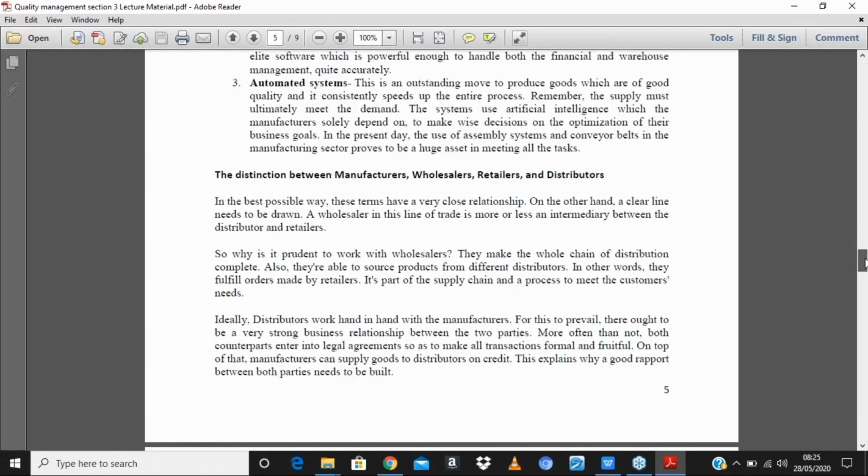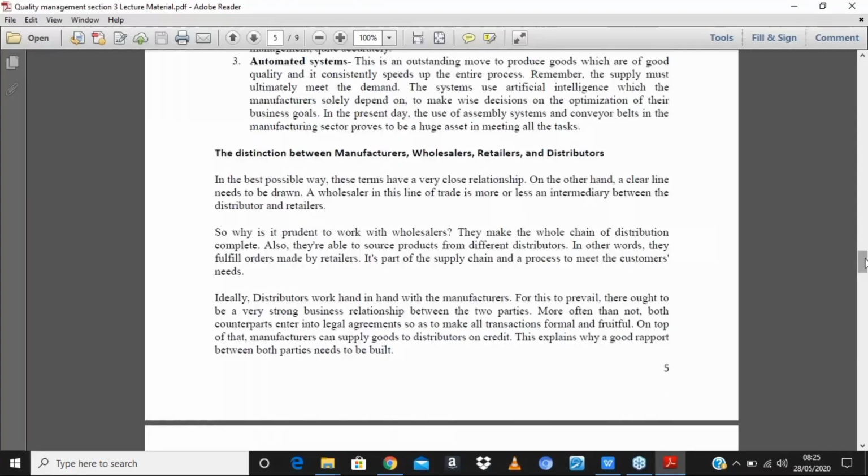Okay, so let us see how we can distinguish or differentiate manufacturers, wholesalers, and retailers. Now, these terms have a very close relationship. On the other hand, a clear line must be drawn. When you say a manufacturer, who is that person? When you say a distributor, who is that? When you say a retailer, who is the person? So let me just quickly explain them.